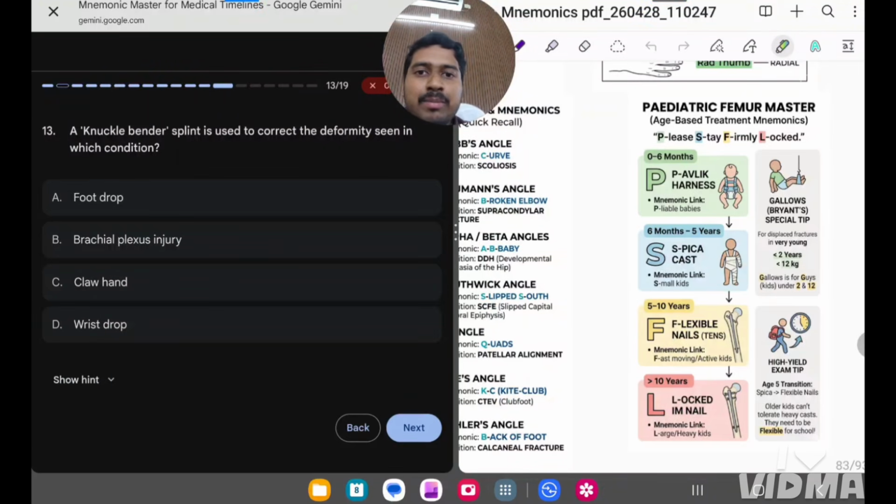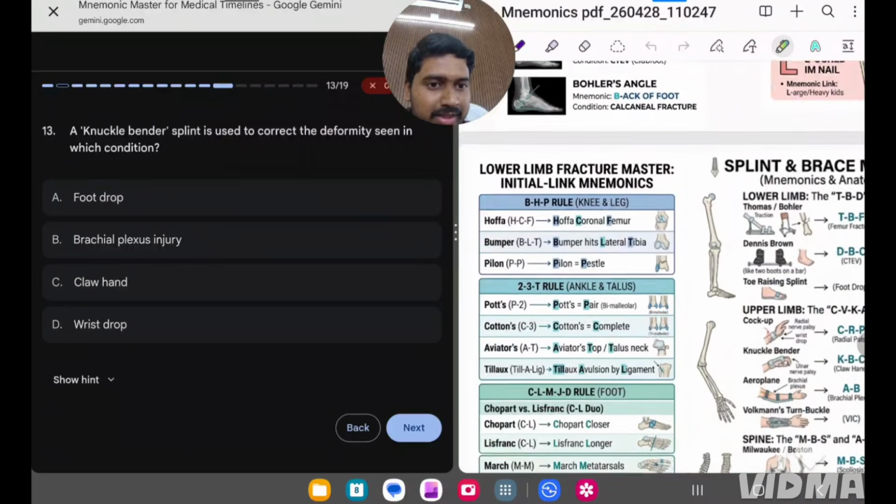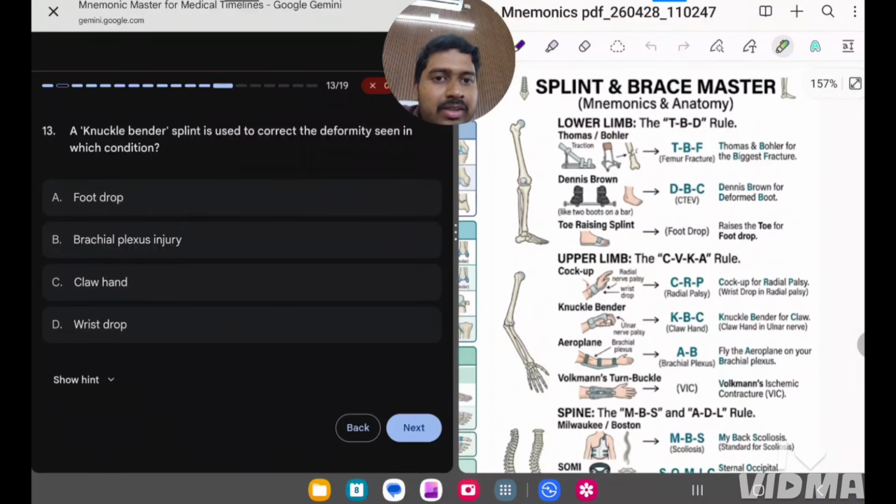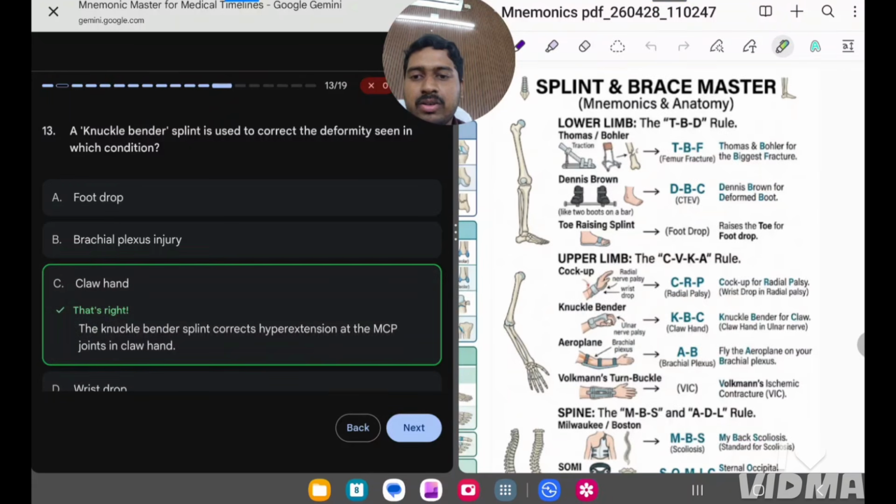Next, knuckle bender type of splint is used for which correction? Do we have splint? Yes, over here we have yes. So knuckle bender is basically for claw hand. Okay, you remember it as knuckle bender for claw, that is KBC. So claw hand is seen in ulnar nerve injury. So the answer is claw hand.